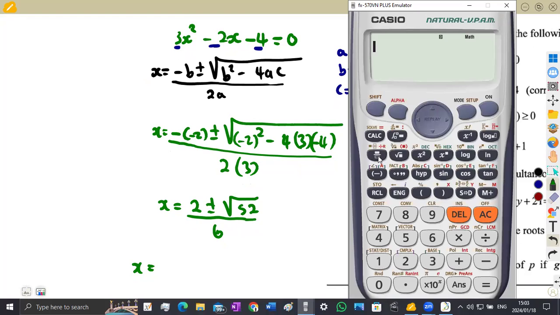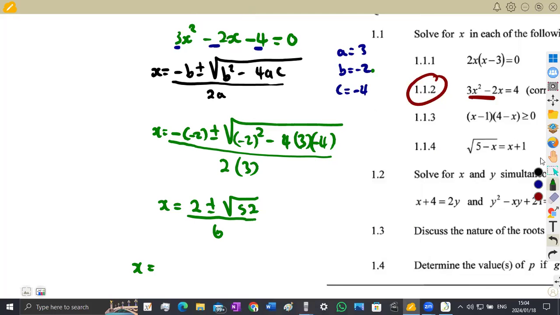Okay, so this is it. We're going to have a fraction, 2 here. We'll start with a plus, in this case, the square root of 52, everything over 6. So this is going to give us this. We change this to a decimal. That's 1.535 and so on. So you can even use your calculator to round off.